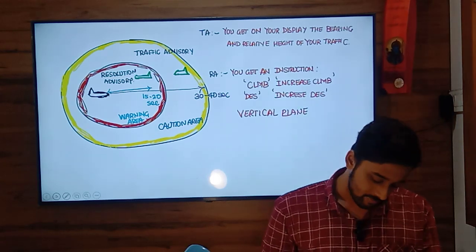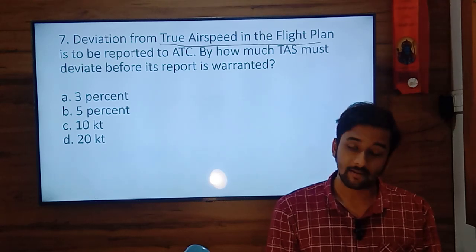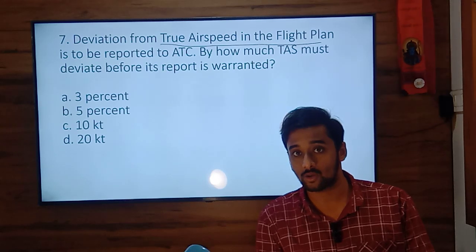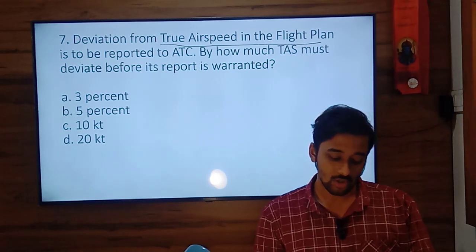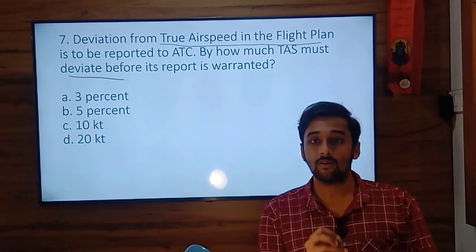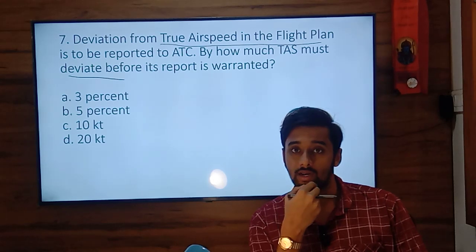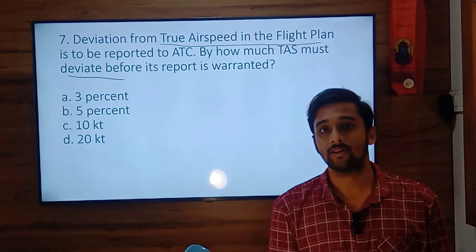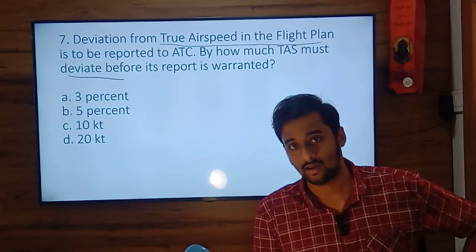Next question. Deviation from true airspeed in the flight plan. True airspeed that we have given in the flight plan to the ATC is to be reported to ATC. By how much must true airspeed deviate? So now if you say that you are going to fly at your cruising altitude at a true airspeed of 500 knots, you have to maintain that 500 knots that you have told ATC in the flight plan.